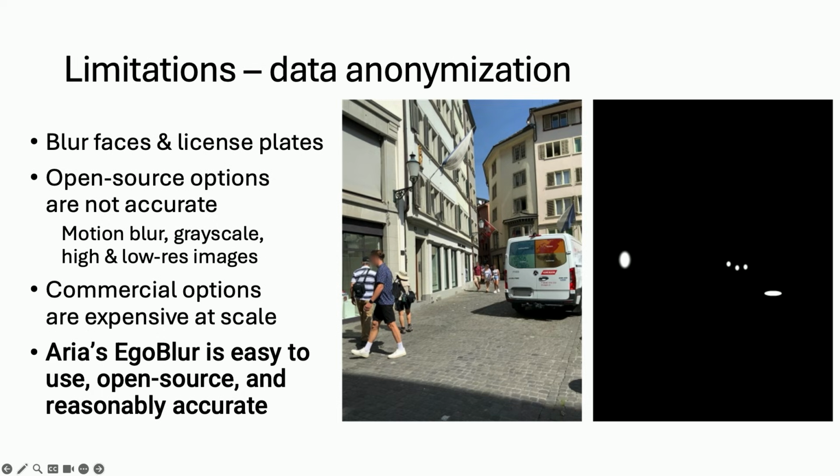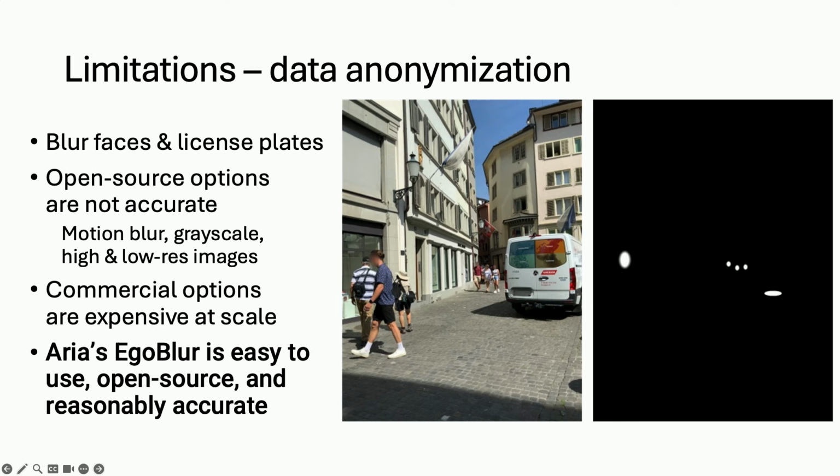And secondly, we definitely need to blur the faces and license plates because these are very important aspects of the dataset. But actually, open source options for data anonymization are not very accurate, and they are highly sensitive to challenges like motion blur and low resolution images. While commercial options are quite expensive, actually back in the LaMAria dataset, they in the end resorted to commercial options.